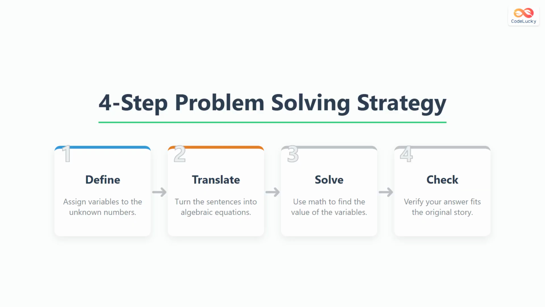We will use a simple 4-step strategy for every problem. 1. Define your variables. 2. Translate the English sentences into math equations. 3. Solve the equations. And 4. Check your answer to see if it makes sense.